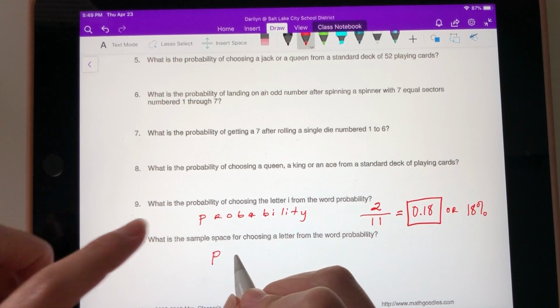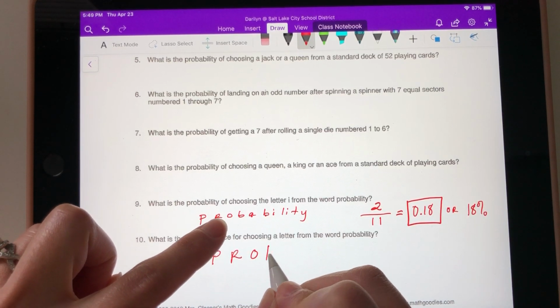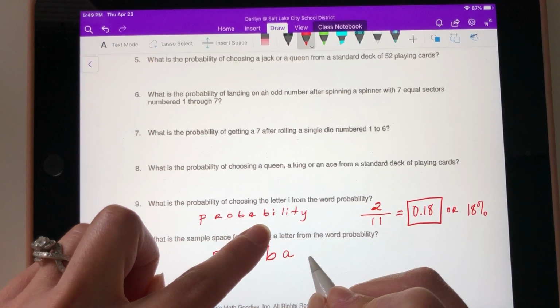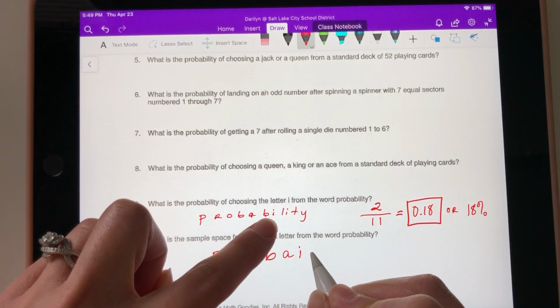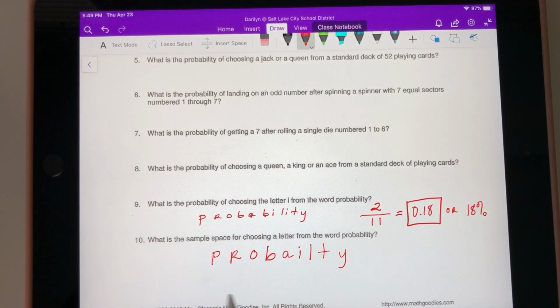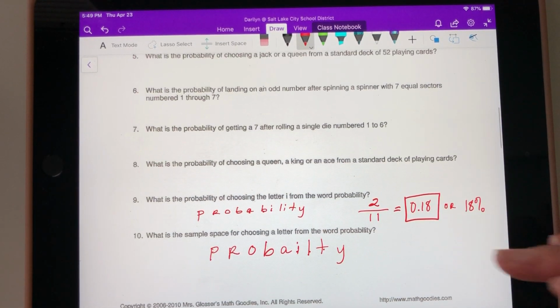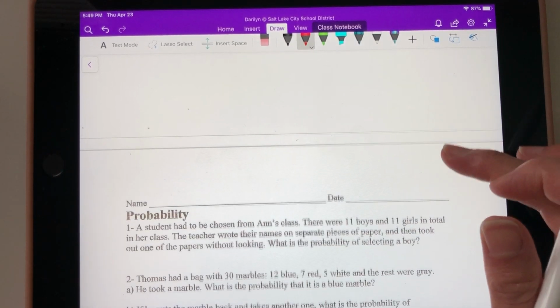Well, you could choose a P, you could choose an R, you could choose an O, you can choose a B, an A, a B, I already got that, an I, an L, an I, I already got that, a T, and a Y. So that's the sample space. There are 1, 2, 3, 4, 5, 6, 7, 8, 9 different letters in the sample space that you could potentially choose or sample. Hopefully that helps. If you guys have any questions, go ahead and let me know.